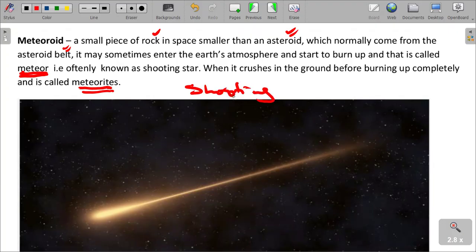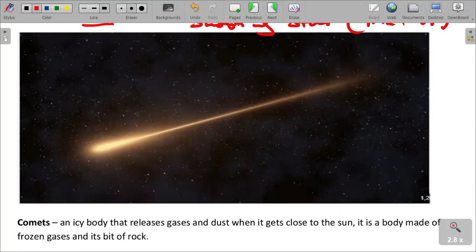The shooting star is a small piece of rock in space, smaller than an asteroid, that comes from the asteroid belt, can enter the atmosphere and start to burn, and we call that the meteor, which is also called the shooting star. You can really see that it is a shooting star.